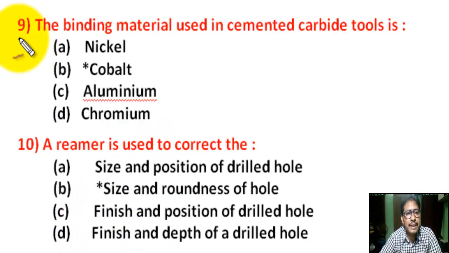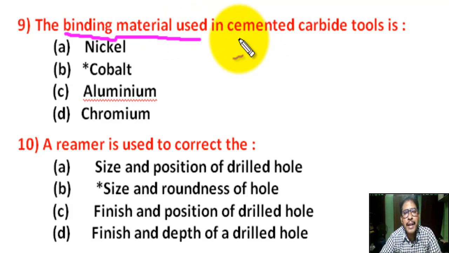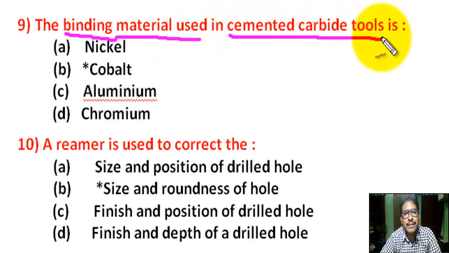Okay. Question number 9. The binding material used in cemented carbide tool is. There are 4 options. Correct answer is B. Binding material used in cemented carbide tool is cobalt.